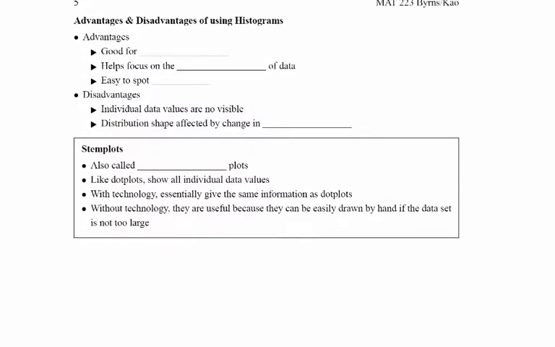So, some advantages and disadvantages of using histograms. Some advantages: it's good for large data sets. If you've got a lot of data, you can contain that and manage it a little bit better with a histogram versus, say, a dot plot, where it shows each individual data point.